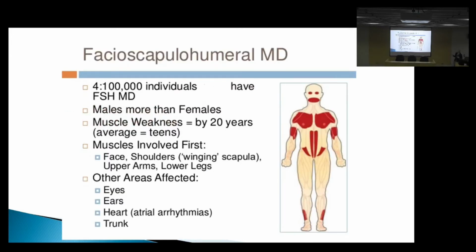Facioscapulohumeral, it's 4 in 100,000. It's affecting more males than females. We don't know exactly why. We'll see immediately. Muscle weakness around the age of 20. The face, the shoulders, other areas around, so the ears, the eyes, the heart, and the trunk.